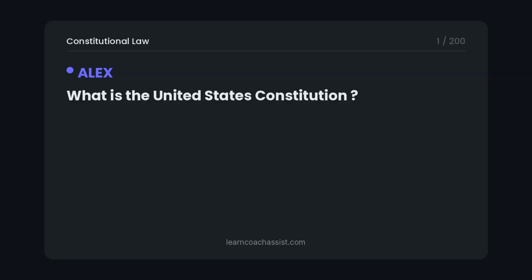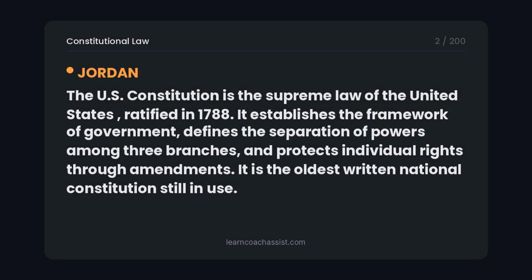What is the United States Constitution? The U.S. Constitution is the supreme law of the United States, ratified in 1788. It establishes the framework of government, defines the separation of powers among three branches, and protects individual rights through amendments. It is the oldest written national constitution still in use.